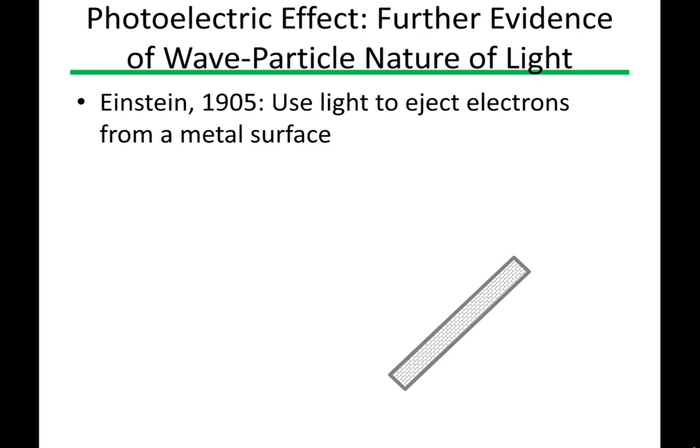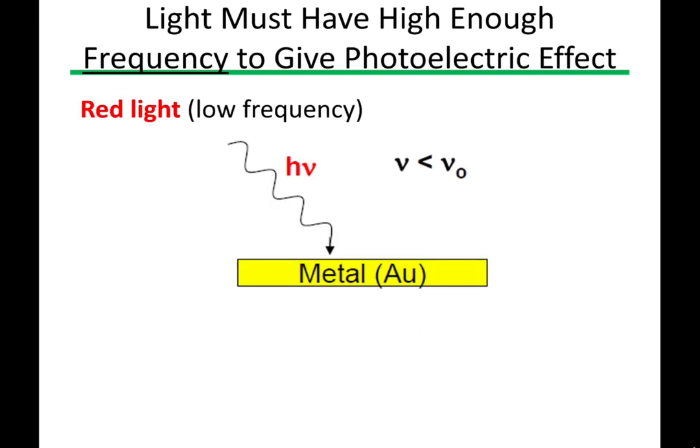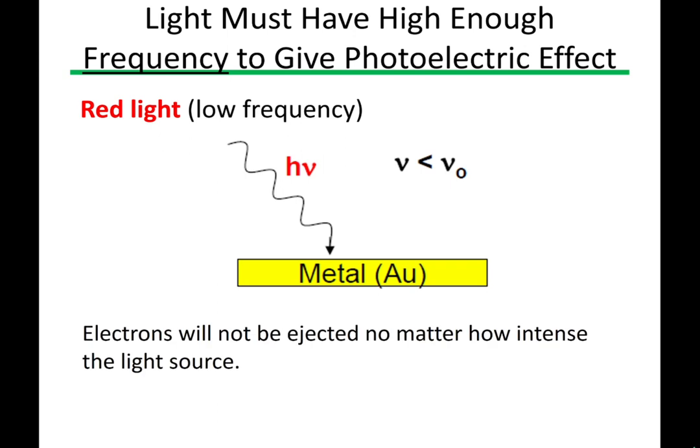So this was already consistent with the idea of the particle nature of light, where if we have one photon, we could get one electron off the surface. But this also helped to show that the different photons had different energies. So if we shine red light on gold metal with a low frequency, it was observed that no matter how intense the light source was, whether it was dim red light or bright red light, we couldn't eject a single electron from the surface of gold metal.